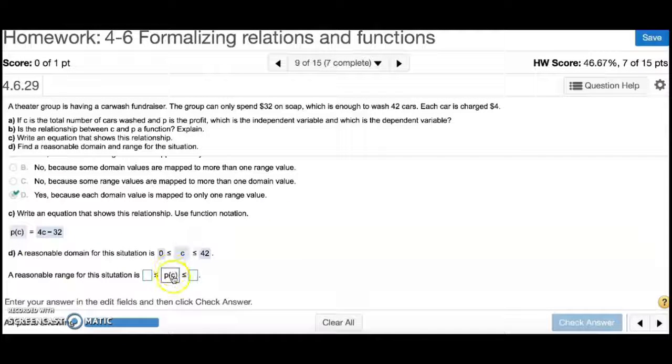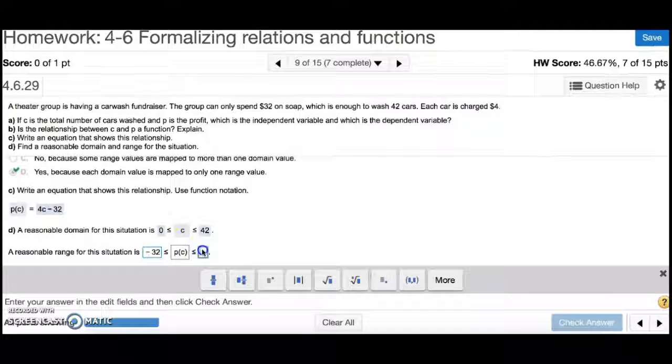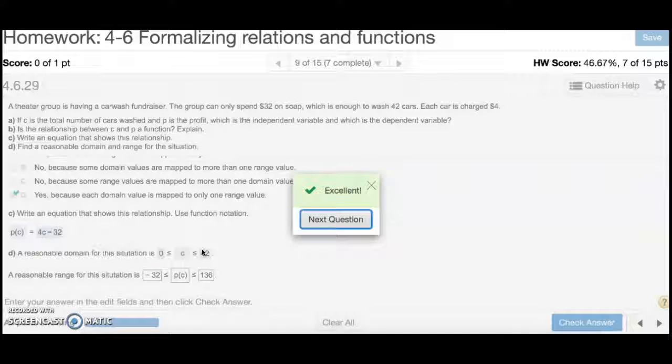P of C with C on the inside is going to be the range. I need to put in each endpoint of my domain in for C in order to find my possible range. So 0 in for C, 4 times 0 is 0, minus 32 is minus 32. 42 in for C, 4 times 42 is 168, minus 32 is 136. And that's my range. And that's number 9.